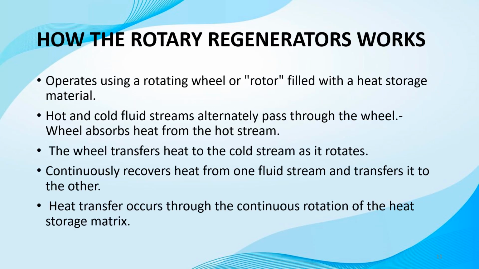So how does the rotary regenerator work? It operates using a rotating wheel or a rotor filled with a heat storage material. Hot and cold fluid streams alternately pass through the wheel. The wheel absorbs the heat from the hot stream. The wheel then transfers the heat to the cold stream. It continuously recovers heat from one fluid stream and transfers it to another. Heat transfer occurs through the continuous rotation of the heat stored in the matrix.